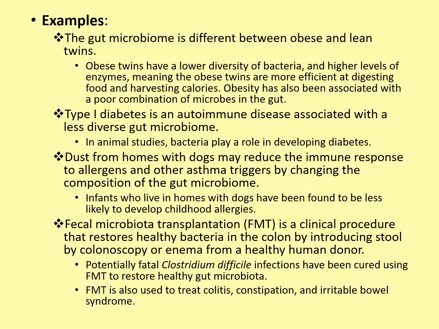These are several examples of what we're learning about the human microbiome. The gut microbiome is different between obese and lean twins. Obese twins actually have a lower diversity of bacteria and higher levels of enzymes. This means that obese twins are more efficient at digesting food and harvesting calories, which leads to weight gain. Obesity has also been associated with a poor combination of microbes in the gut.